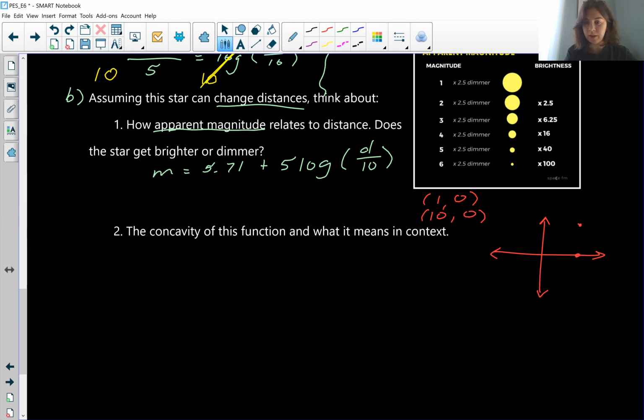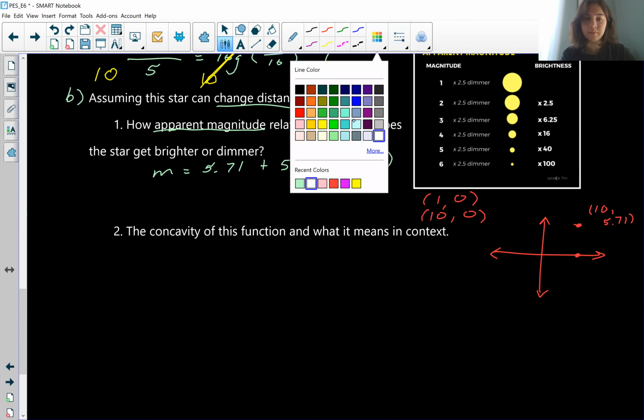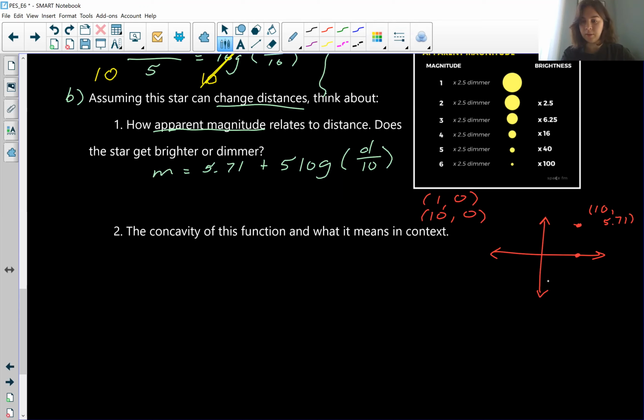So really, we're looking at 10, 5.71. You might be wondering about that 5 in front of the logarithm. We said that any number in front is just going to stretch or compress it, so that doesn't really change a whole lot. And then we just draw it through. It's really ugly, but it would look something like that, maybe a little smoother. And so, oh gosh, that is so bad. I'm going to redo it.